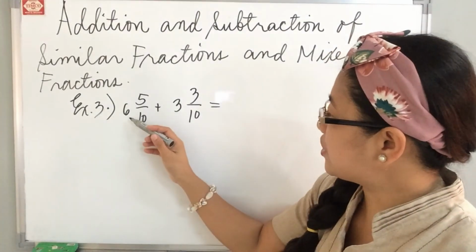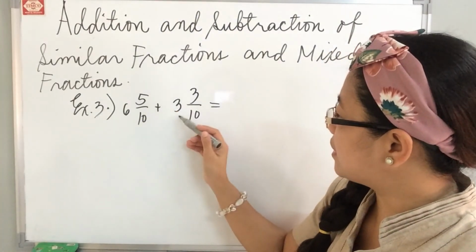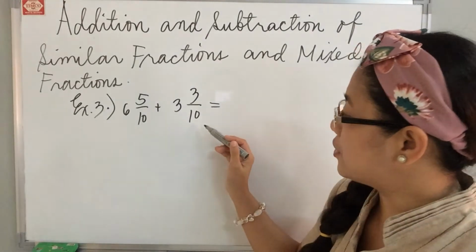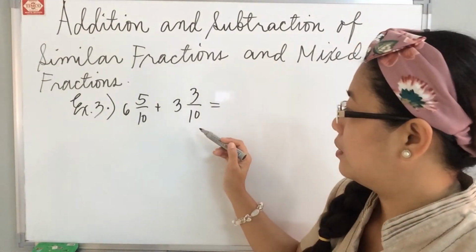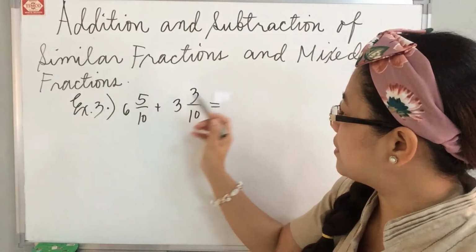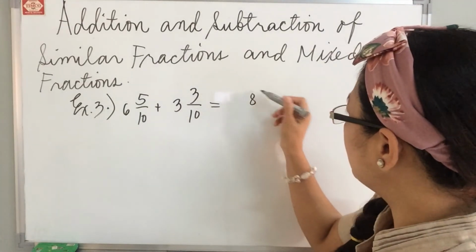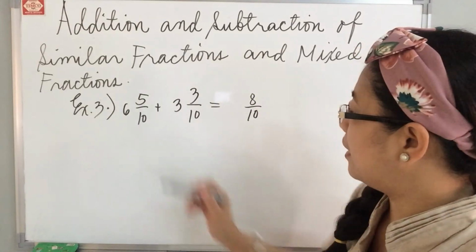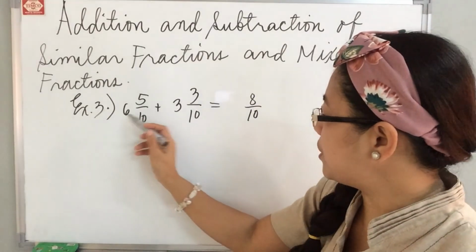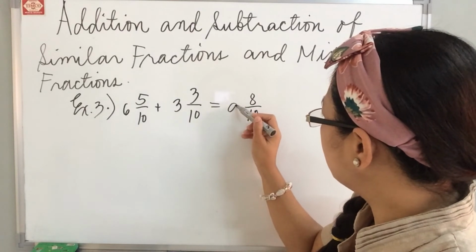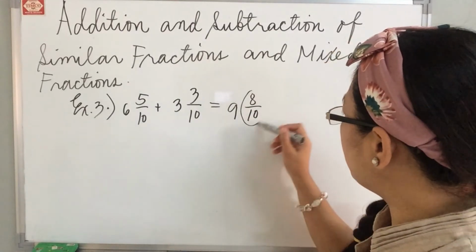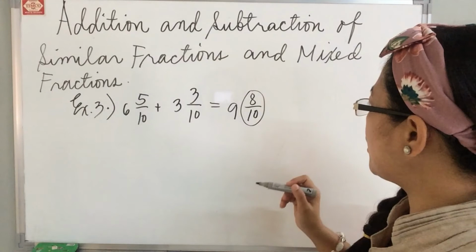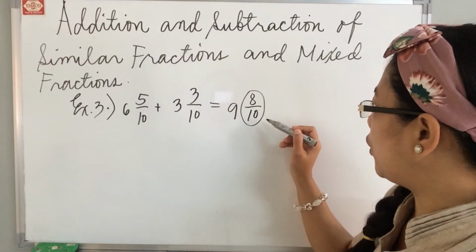We have 6 and 5 over 10 plus 3 and 3 over 10. So, let's do first the fraction. Add the numerator, 5 plus 3 equals 8. And copy the denominator, which is 10. And add now the whole number. So, 6 plus 3, that is 9. And look at our fraction here. Do we have a greatest common factor?